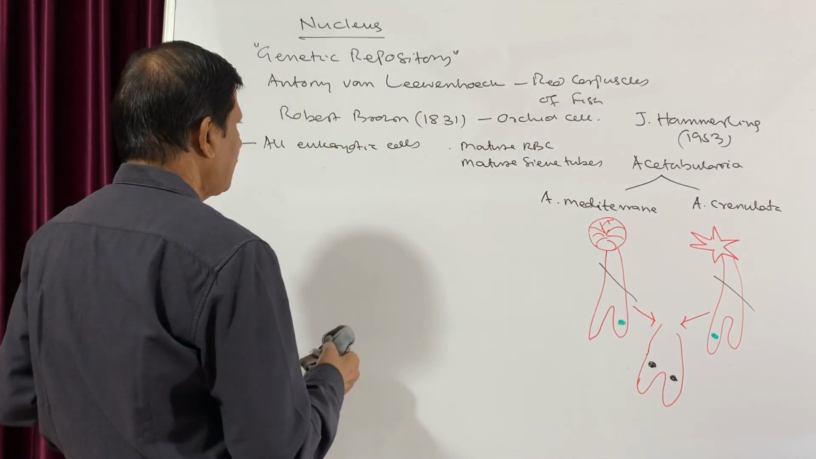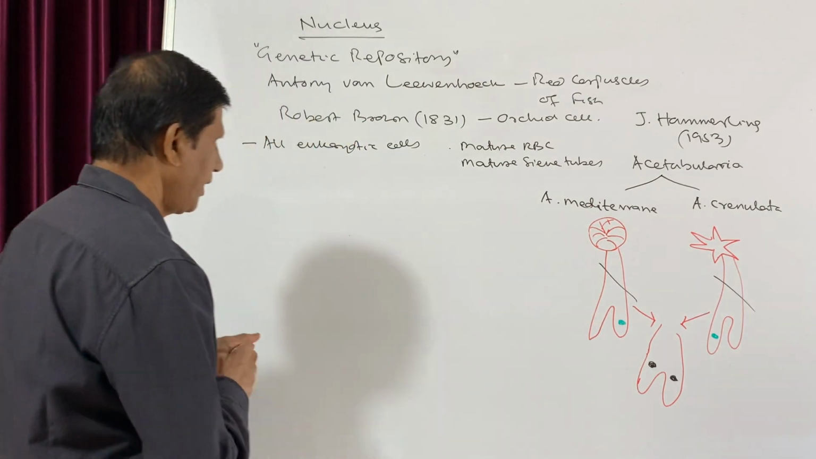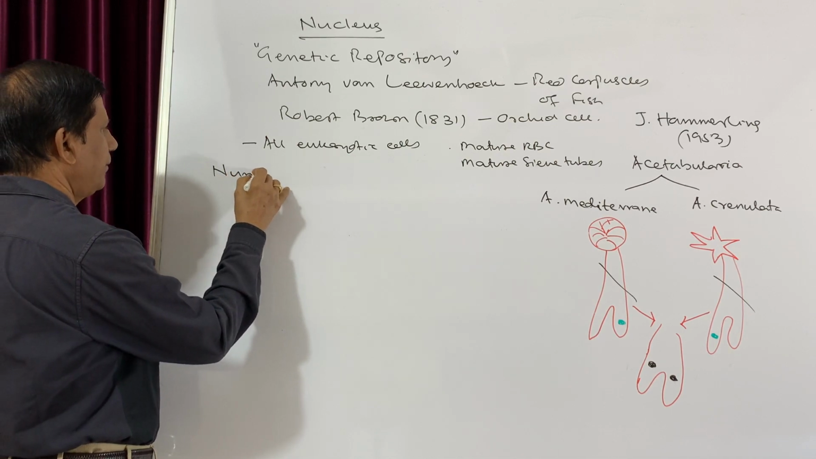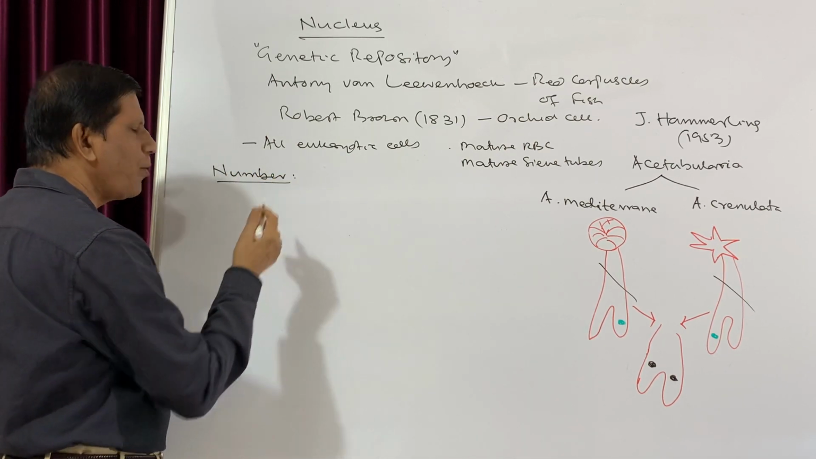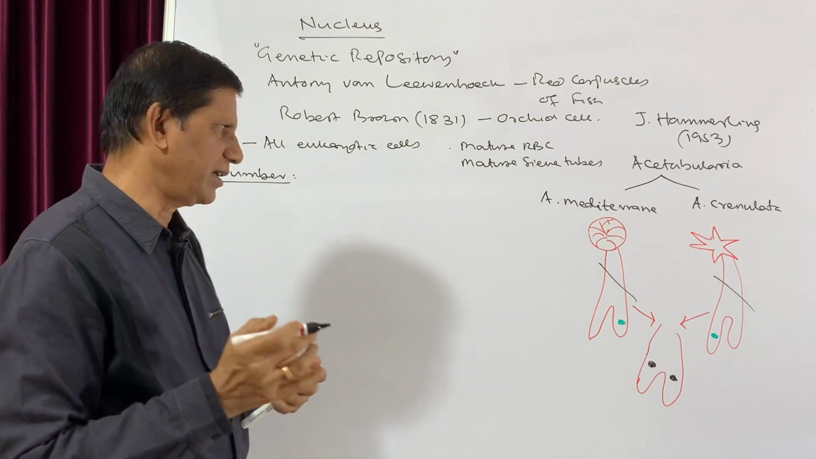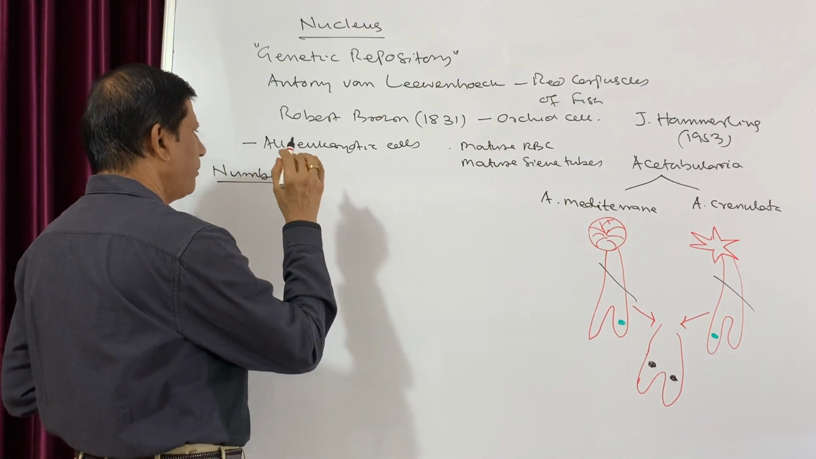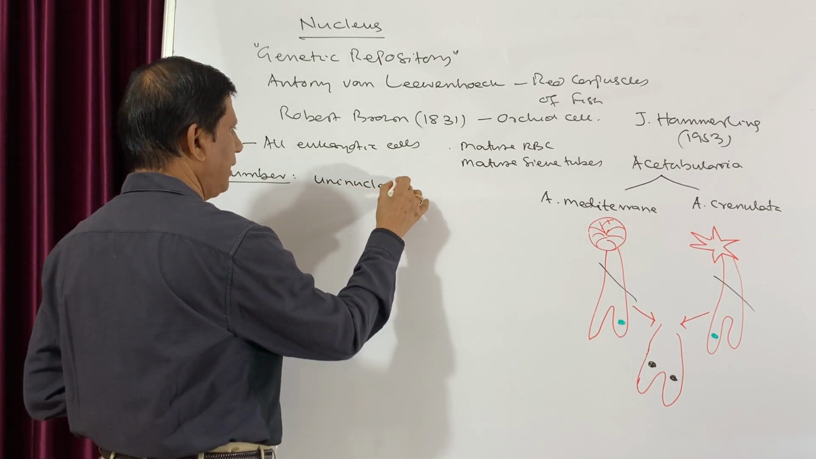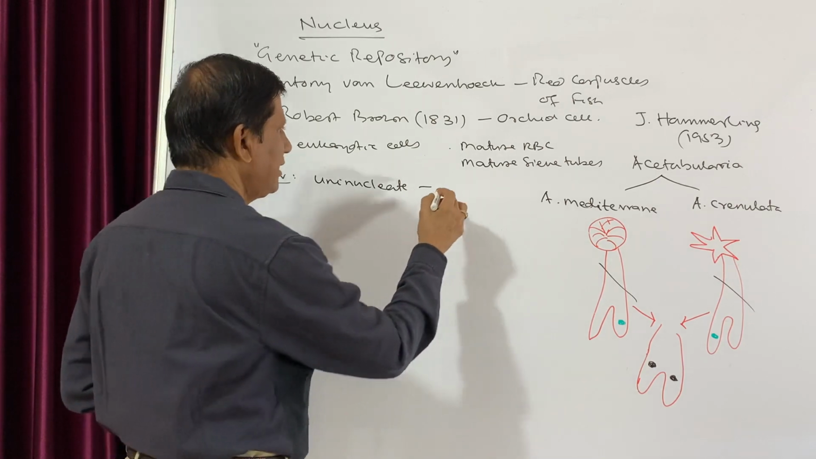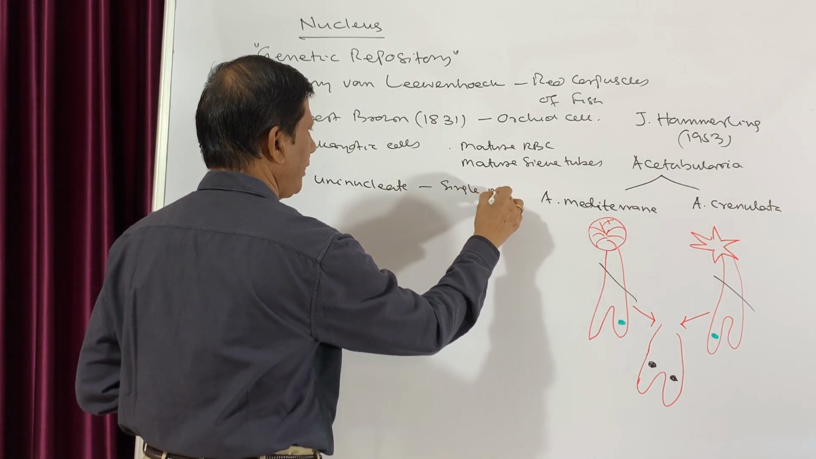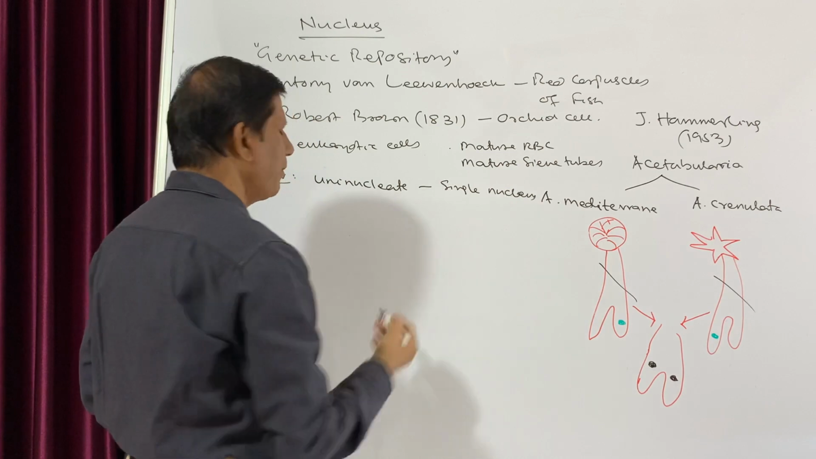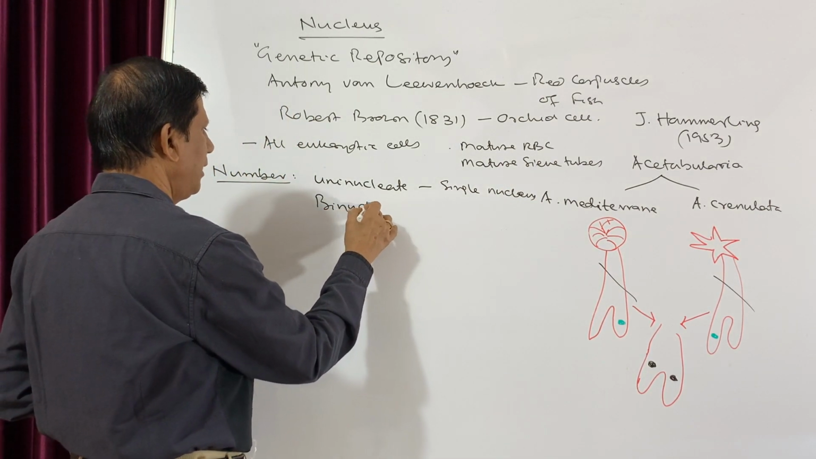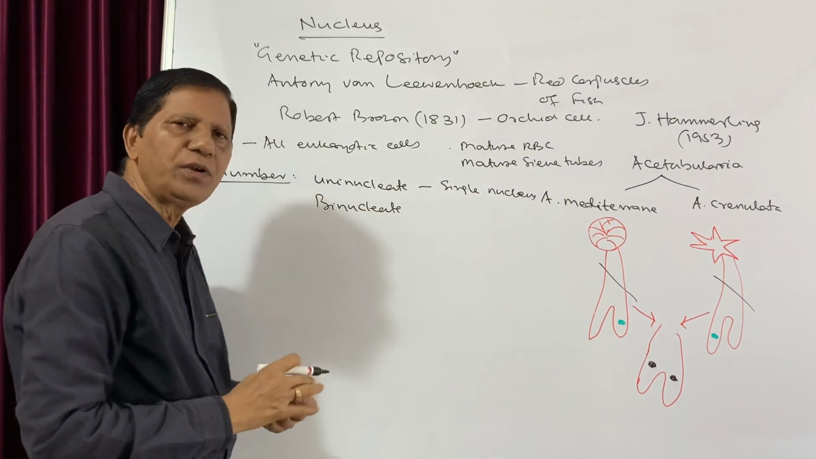Now, if we discuss the other aspects of the nucleus, the next point that we will discuss is number. That means how many nuclei are present in each cell. Usually, the majority of the cells are uninucleate. That means in each cell there is a single nucleus. This is very common. But there are some cases where they are binucleate. Binucleate means there are two nuclei in each cell.